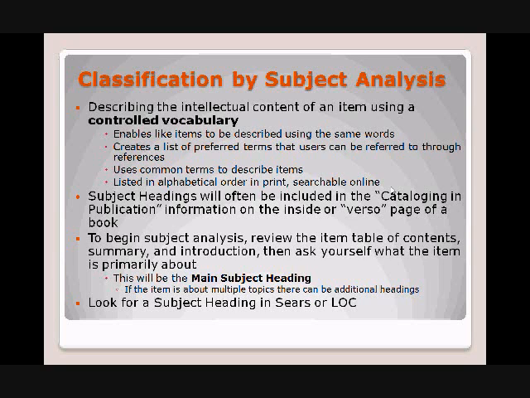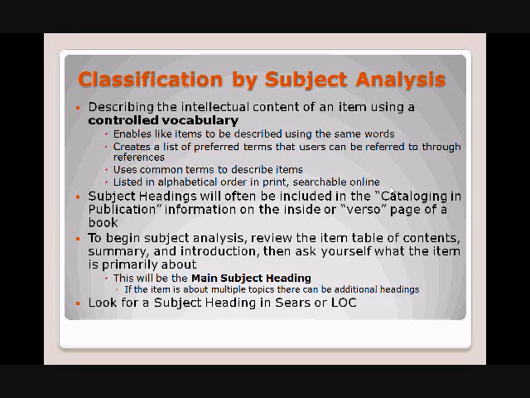Using a controlled vocabulary creates a list of preferred terms that users can be referred to through references. And it uses common terms to describe different items. And usually the controlled vocabulary lists are listed in alphabetical order, and they are available either in print or searchable online.